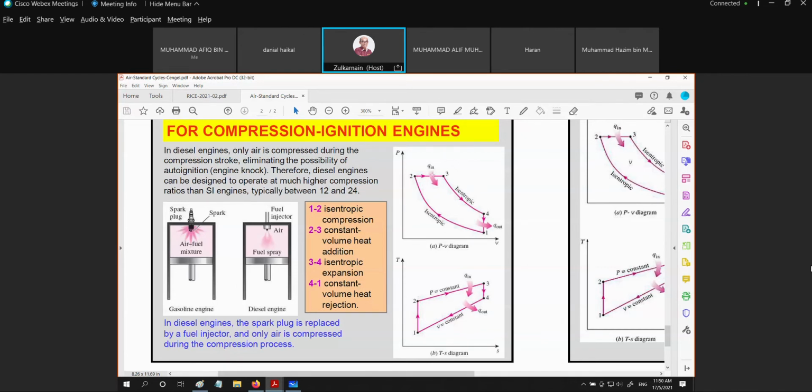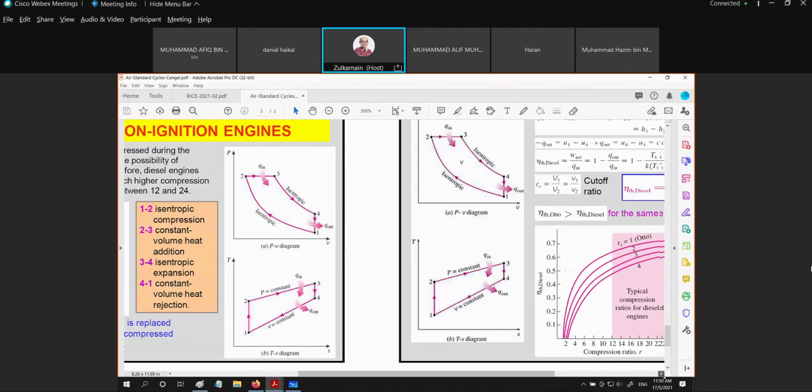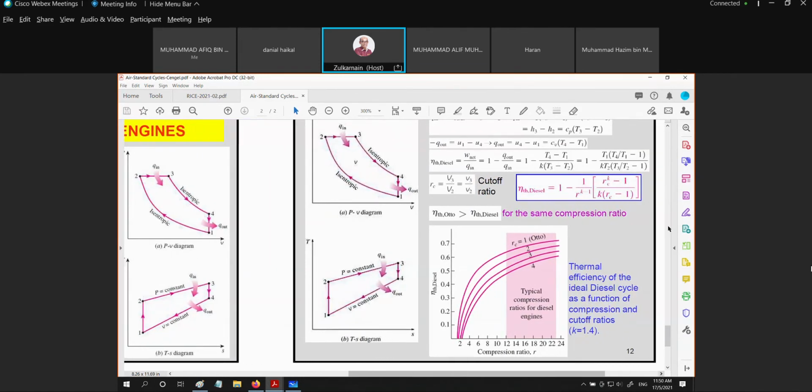So this is how the PV diagram looks for the diesel engine, or the diesel air standard cycle. From this cycle, we can analyze the heat addition, the heat rejection, the work input, and also the work output. So 2 to 3 is heat input, 4 to 1 is heat output, 1 to 2 is the energy in terms of work transfer input, and 3 to 4 is the work output.